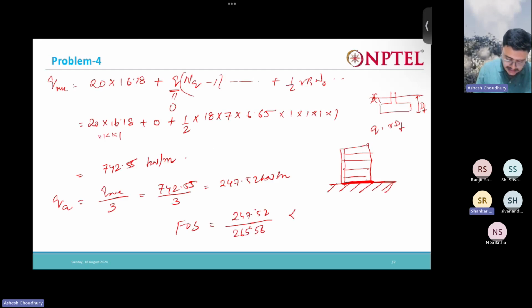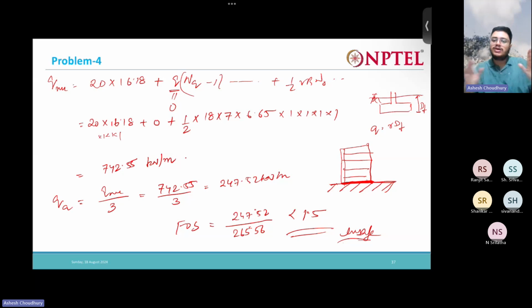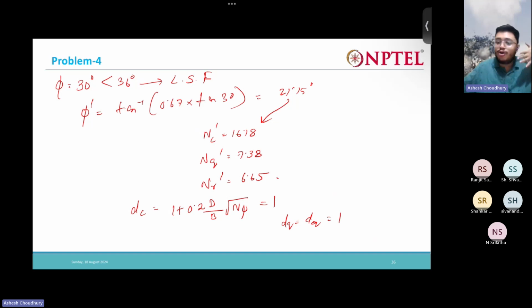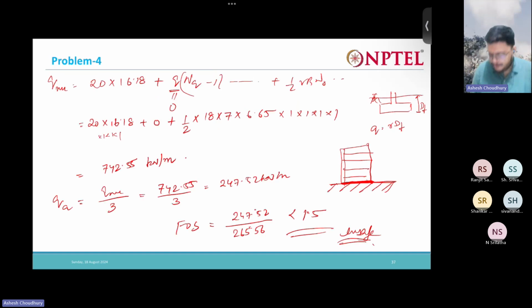So it is less than 1.5, right? Less than 1. So it is unsafe. So maybe you have to increase the length of the reinforced soil block, right? Something you have to do, because in this case it is unsafe. Or maybe you cannot construct, or maybe you have to strengthen the foundation soil to increase its capacity. Something you have to do. Okay.